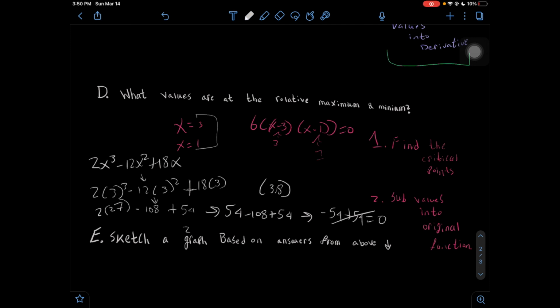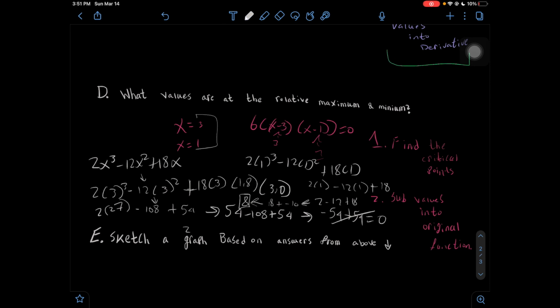Again, we're going to substitute in 1 into the equation. So we have 2 times 1 cubed minus 12 times 1 squared plus 18 times 1. 1 cubed is just 1, so we have 2 times 1. 1 squared is just 1, minus 12 times 1, plus 18 times 1, which is 18. So we have 2 minus 12 plus 18, which is negative 10 plus 18, which is just 8. So we have a coordinate point 1, 8.